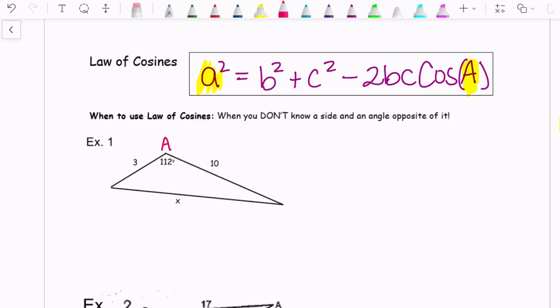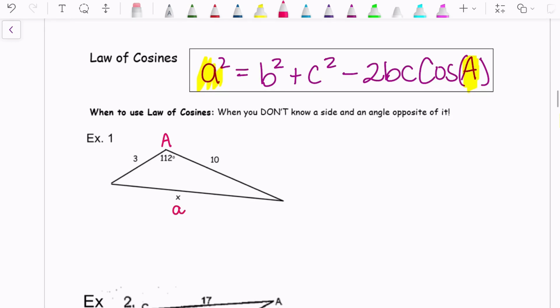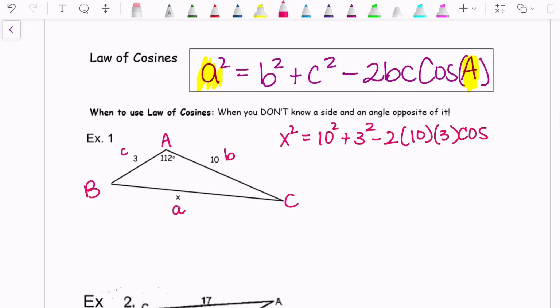So if I have angle A, and then across from it is side a, and then the other two, it doesn't matter what order, I'm just going to call that capital B, so this would be lowercase b, and if I call that capital C, then this would be lowercase c. So I'm just going to plug into the formula. So I have a squared is x squared, we don't know it, equals b squared, 10 squared, plus c squared, 3 squared, minus 2 times 10 times 3 times the cosine of 112.